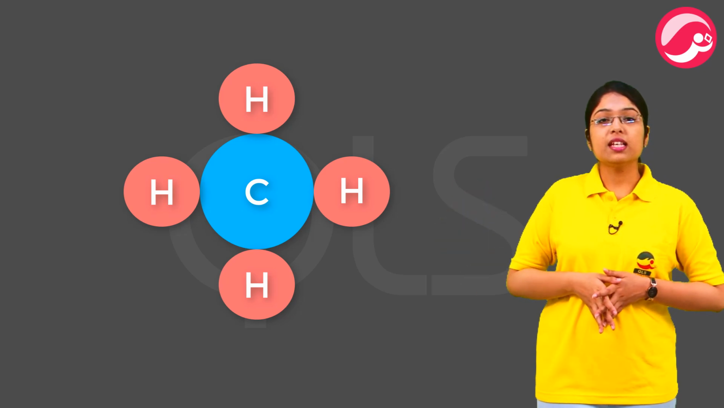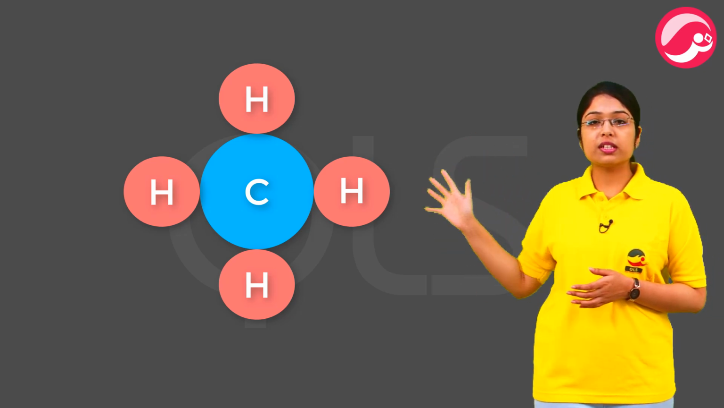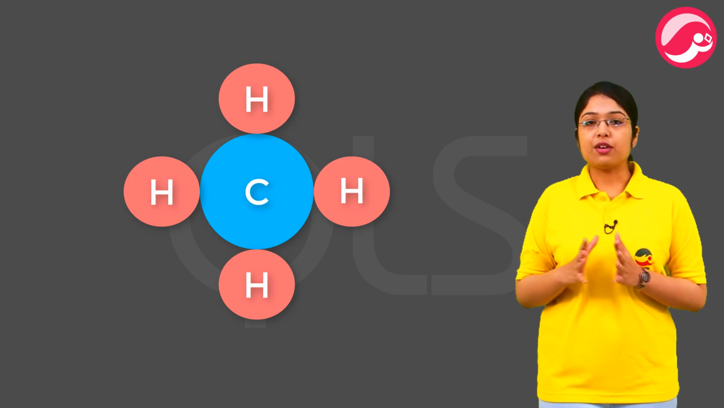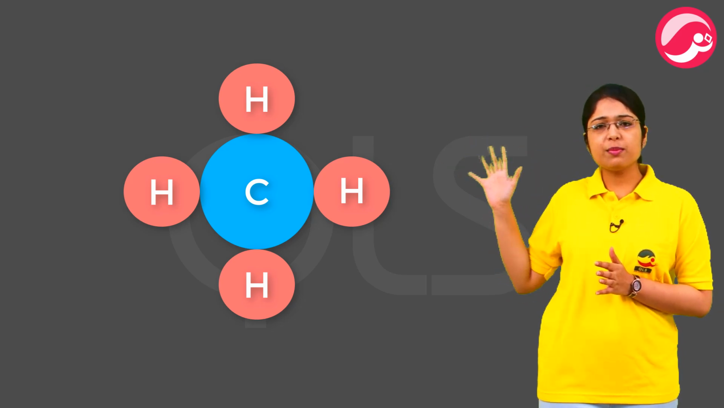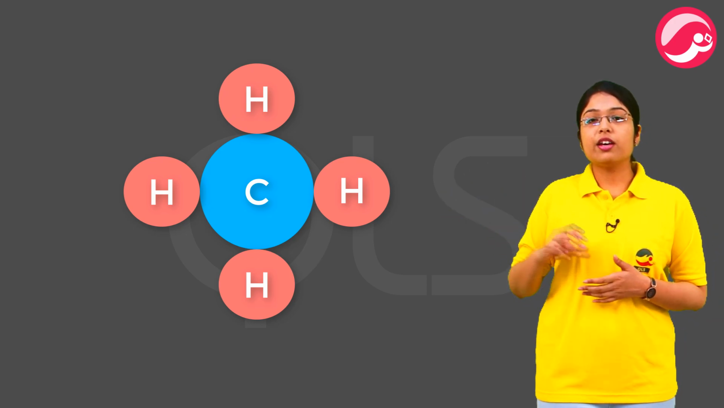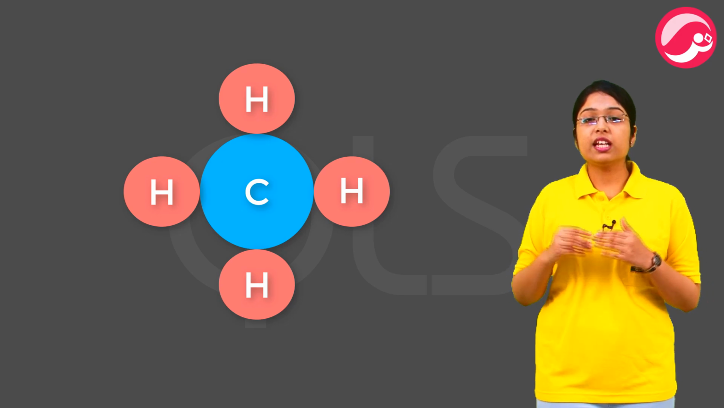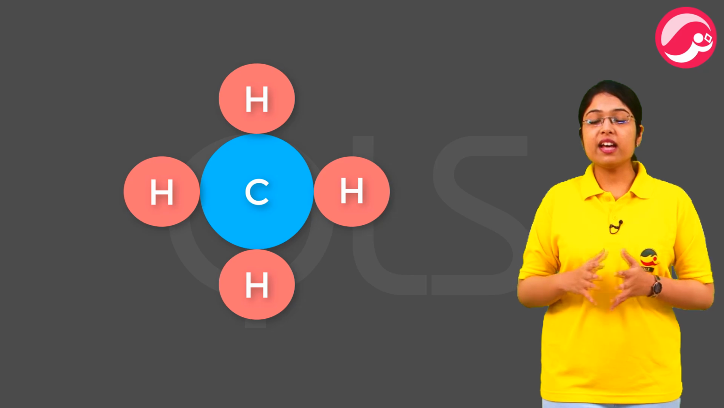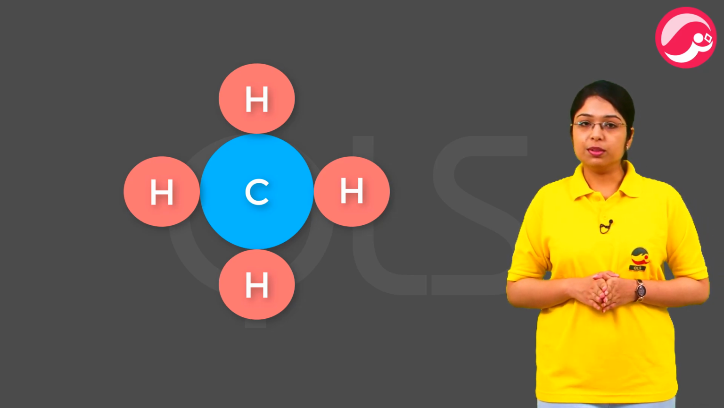Here you can see that at center the blue circle is carbon. It is forming 4 bonds with 4 hydrogen atoms. यहाँ पे रेड कलर के जितने भी सर्कल्स शो हो रहे हैं ये सारे हमारे हाइड्रोजन हैं. The red dots you see here are the electrons shared by hydrogen, while the blue dots you are seeing, they are electrons shared by carbon.